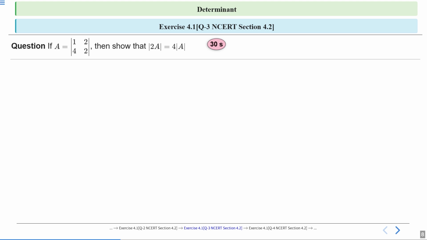So in this case, at first we have to calculate the matrix 2A, and we know how we multiply a scalar with a matrix. Then first find the value of 2A, then find its determinant. And for the RHS part, first calculate the determinant of A and then multiply it with 4. It says that both are equal. So just verify it.